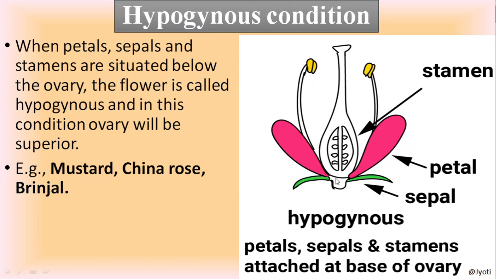Hypogynous: hypo means below, gynous means gynosium. Gynosium means the carpel. So here you can see this is the gynosium. The gynosium is present above and all other floral leaves are developed below the gynosium or the ovary. This is the ovary of the gynosium or carpel. Here you can see the sepal, petal and stamen all are developed from below the ovary, and such type of condition is called hypogynous condition. The flower is called hypogynous flower.